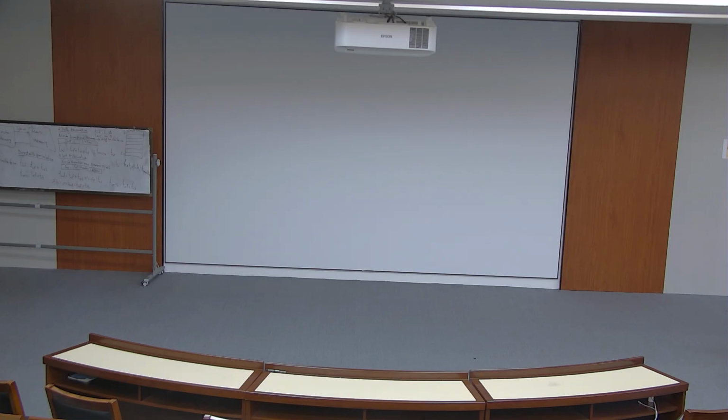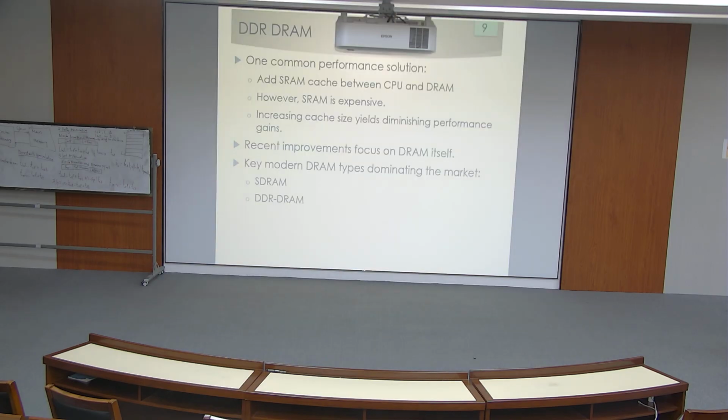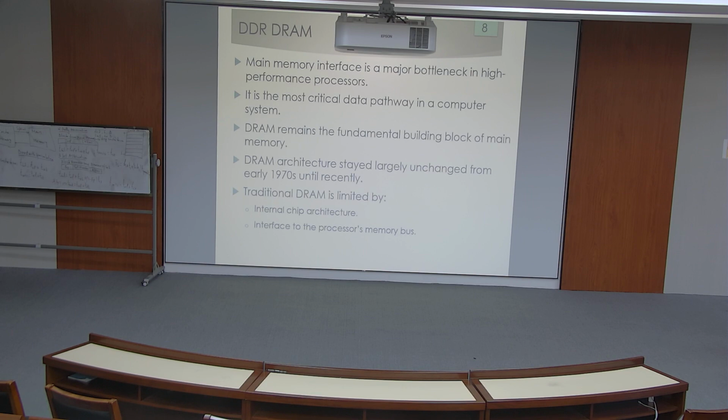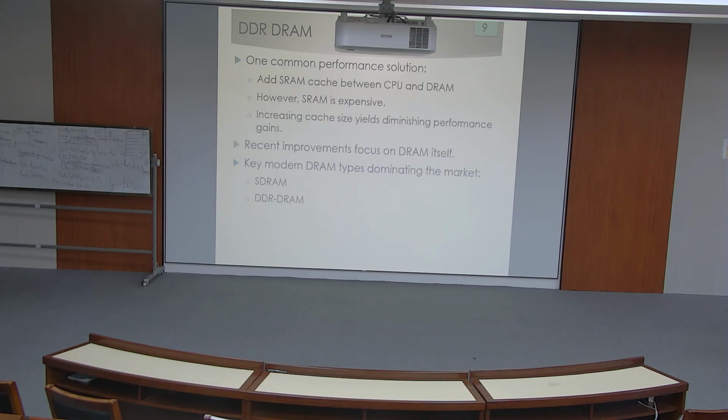Gonna resume class. And before break, we were talking about the limitations of the dynamic RAM that has been used in computer systems. We have seen that it has a problem with the internal chip architecture, and a slower interface to the processor, which is the memory bus.